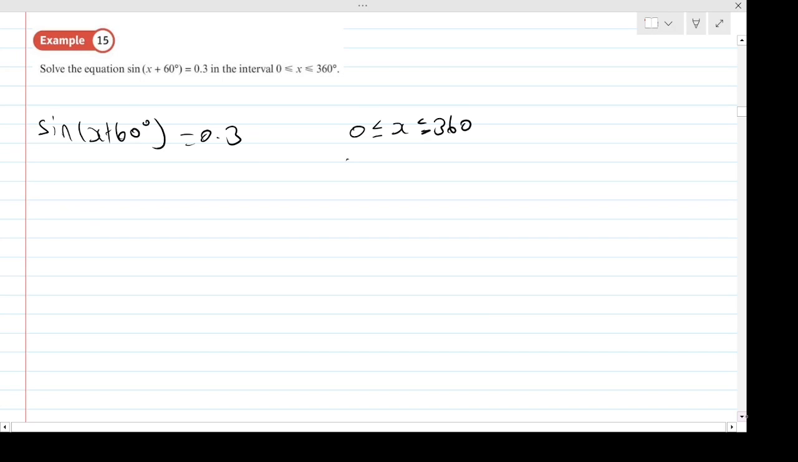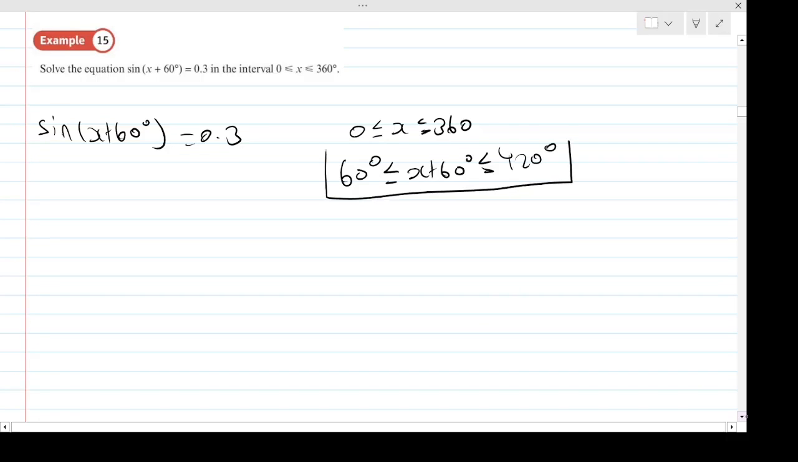So then 0 add 60 would be 60. And then x plus 60. And then 360 add 60 is 420. And so that is my interval I need to consider, okay? Right, so then my method's the same then. So first I need to do inverse sine of 0.3 to get my first answer. If I do that, I get 17.457 blah blah blah degrees, right?